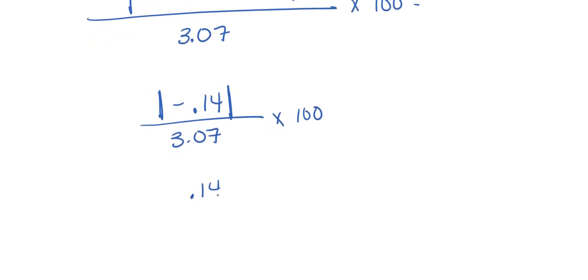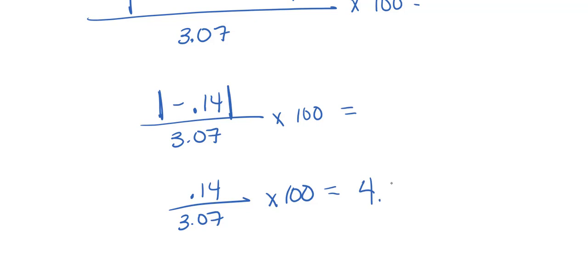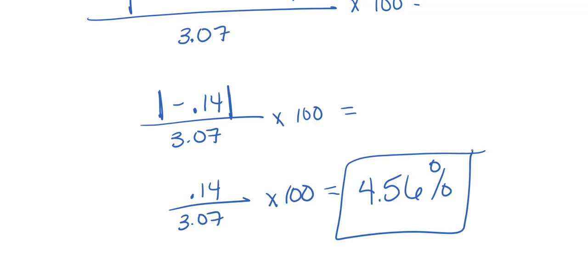So 0.14 over 3.07, multiply it by 100, and what do we get? So now we have 0.14, because it's positive, divided by 3.07. Well, we get this really small answer, but we're going to multiply it by 100 because we're looking at the percent increase, and we're looking at 4.56%. Let's round to the nearest hundredth, and that would be our solution. Now let's go ahead and look at the second example.